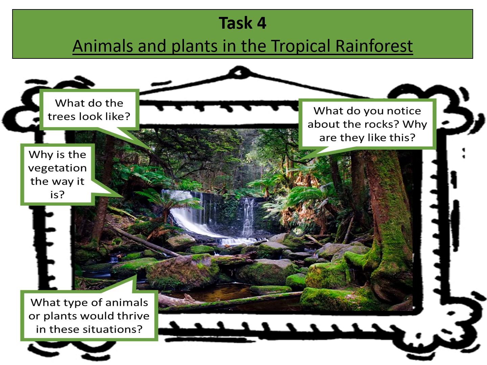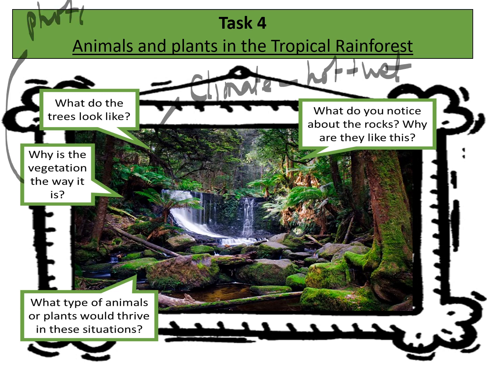So let's look at this first image on the board. Well, what do the trees look like? To me, they are very luscious and green. So they look like they are evergreen, so they are green all year round. And that will be because of the climate, so the fact that it's hot and wet all year. So this kind of links into why the vegetation is this way. Because it's hot and wet all year, it's able to photosynthesize, and it's thus able to grow all year round, and that makes it completely evergreen.